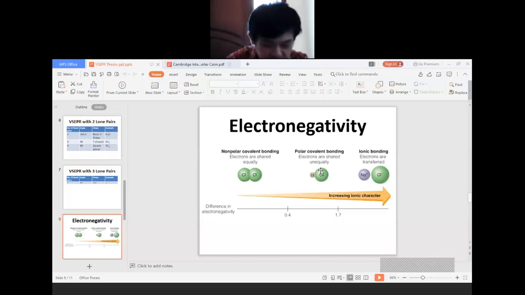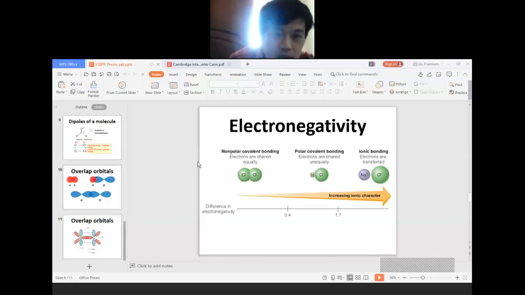The electronegativity is huge, that makes all the ionic compounds able to dissolve in water, because water itself is polar. Polar means there is a difference in electronegativity. Okay, so this is electronegativity.